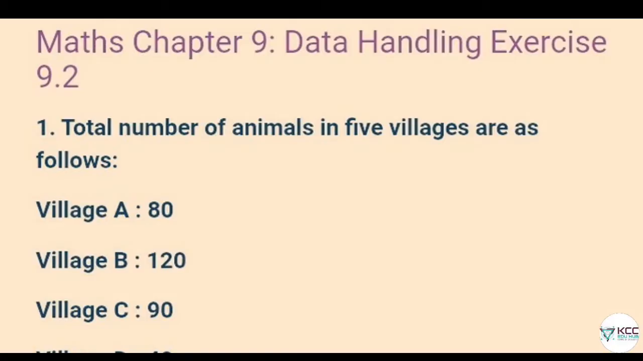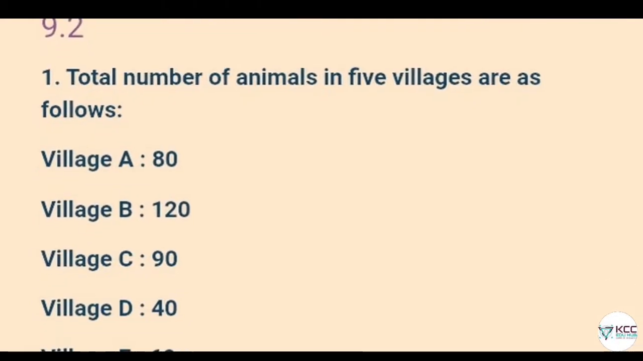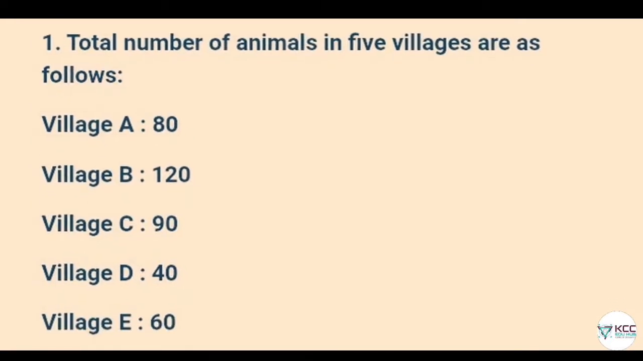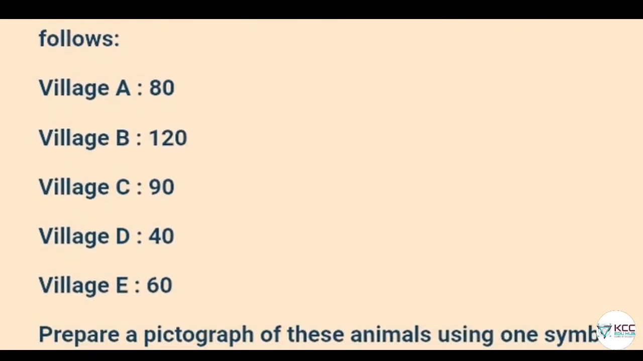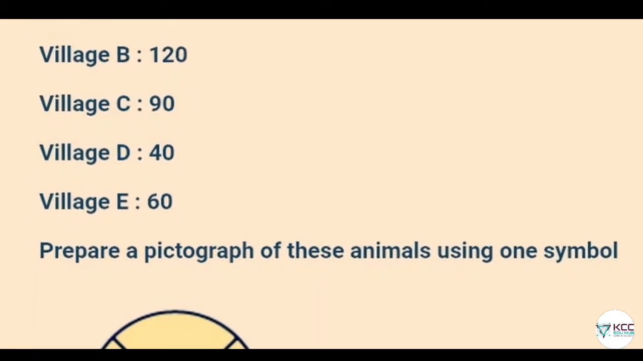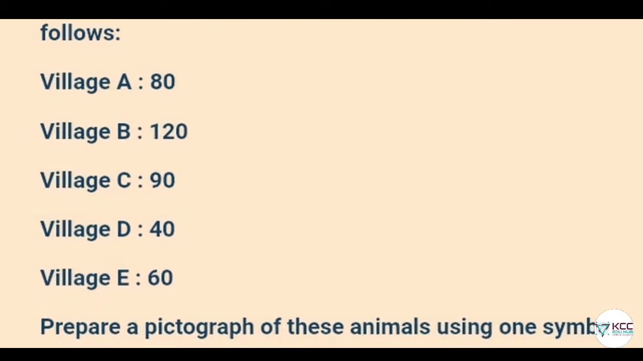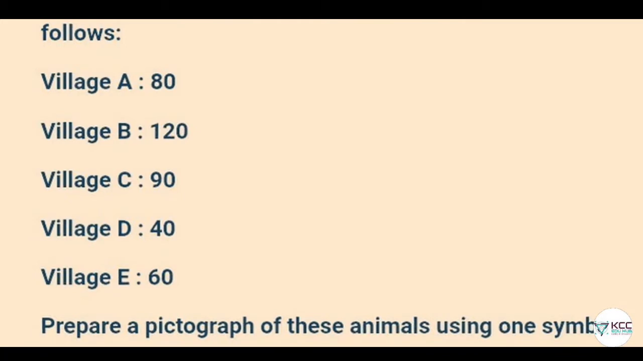So question number 1 is total number of animals in 5 villages are given. In village A, there are 80 animals. In village B, there are 120 animals. In village C, there are 90 animals. In village D, there are 40 animals. And village E, there are 60 animals. So here data is given in village A, B, C, D, E. Some number of animals are shown.